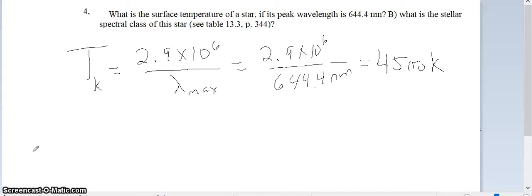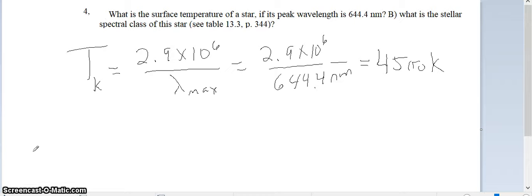All right, here's practice problem number 4. What is the surface temperature of a star if its peak wavelength is 644.4 nanometers? And part B, what is the stellar spectral class? So you have to look at this table. When you're taking the test, just make sure you have this table, which is in chapter 13, 13.3.